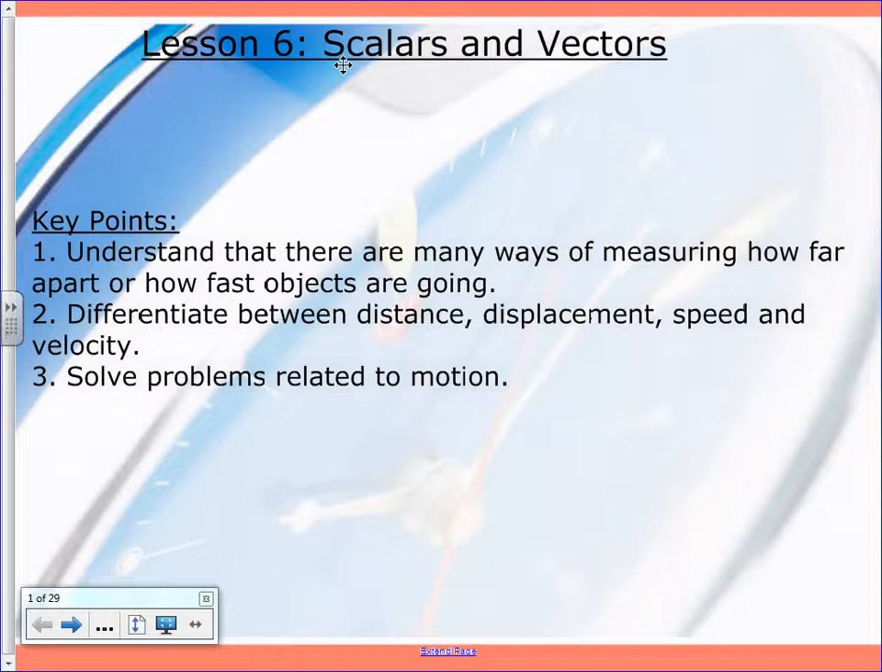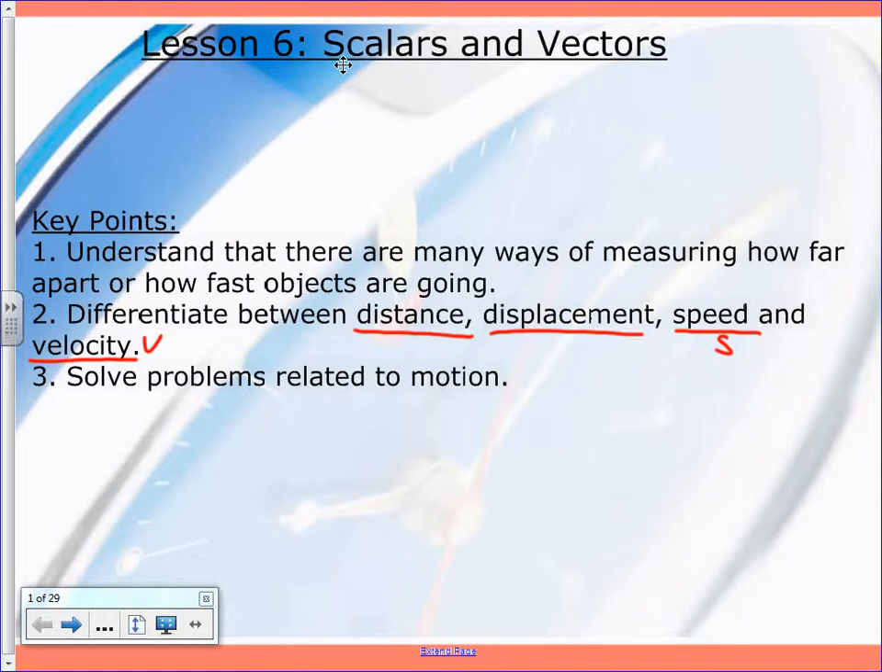Okay, so the big things here, we need to understand there's many ways of measuring how far apart or how fast objects are going. We need to differentiate between distance and displacement, as well as speed and velocity. Now, we already talked about speed. Speed is a scalar quantity. Okay, velocity is a vector quantity.